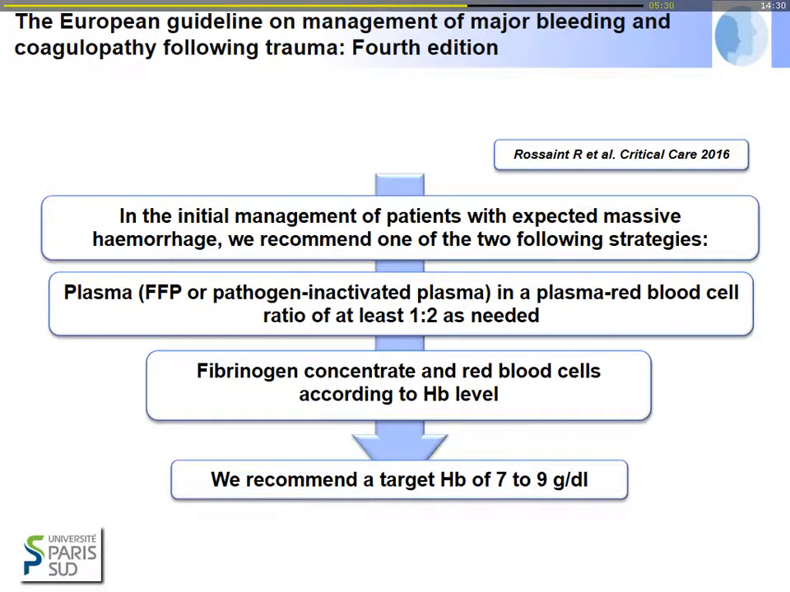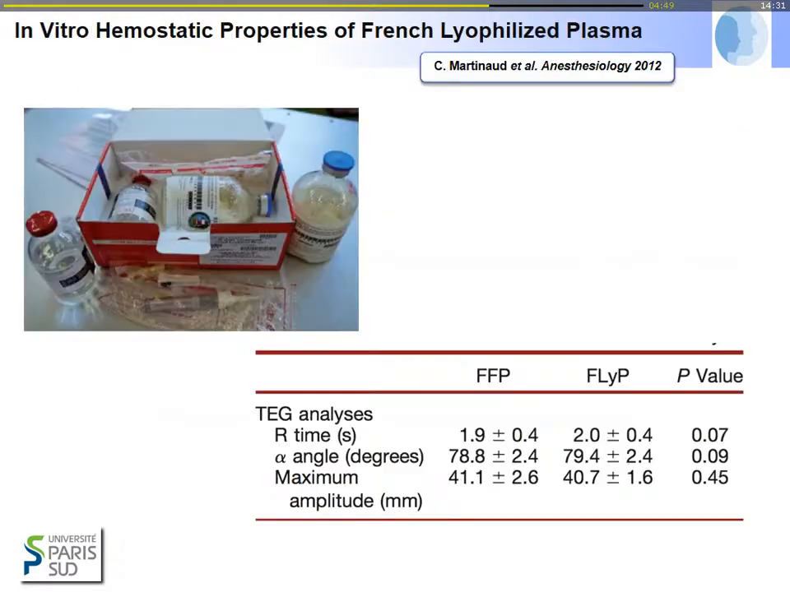When we look at the European guidelines on the management of major bleeding, clearly two strategies are now recommended. The classical strategy, where in addition to red blood cells we give FFP in a plasma to red blood cell ratio of at least 1:2, or a second strategy where we give fibrinogen concentrate and red blood cells according to the hemoglobin level. But I think that for this second strategy, we need more studies to establish it.